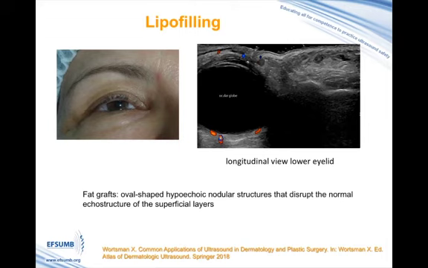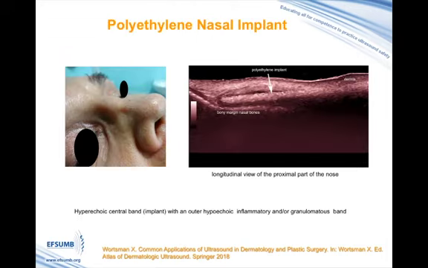This is a synthetic implant that is made of polyethylene and is used in rhinoplasty. This implant appears as a hyperechoic band that is usually surrounded by a hypoechoic inflammatory or granulomatous material.